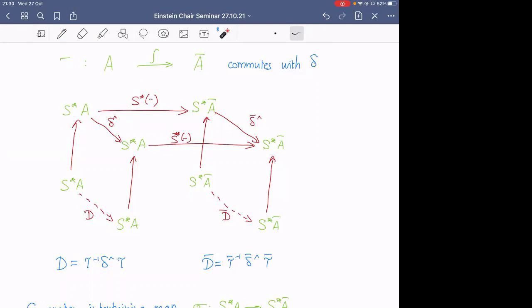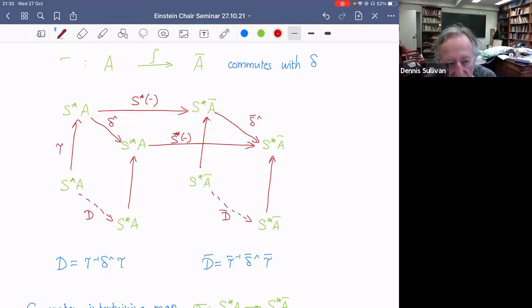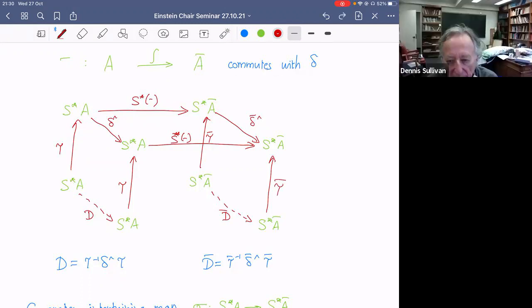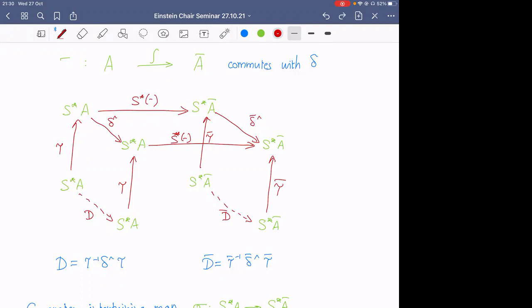Okay, so now, I mean, the upper square is, excuse me, the map from A to A bar commutes with delta, right? Yes, and then that's what you just said, and you just applied the functor S to that commutative diagram. Exactly, yes. So now we have a commutative square on the top.